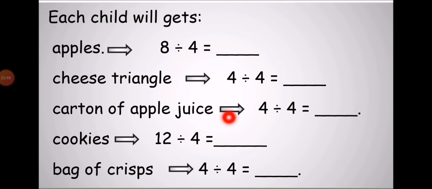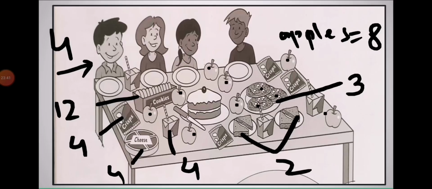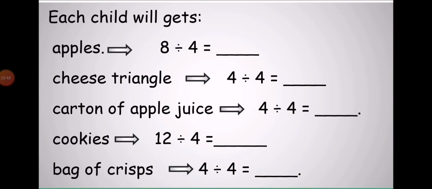Now, carton of apple juice. So, there are 4 apple juice cartons we have counted here. So, again, we will divide 4 by 4. Why? Because the total number of children is 4 and our carton juices are 4. So, again, we read the 4 table and write our answer here.